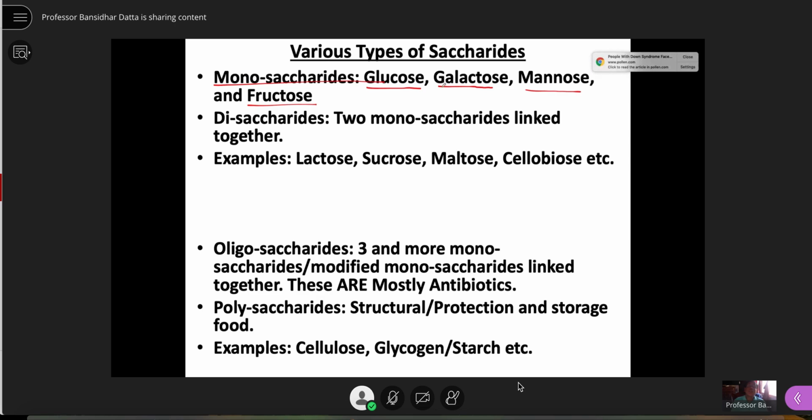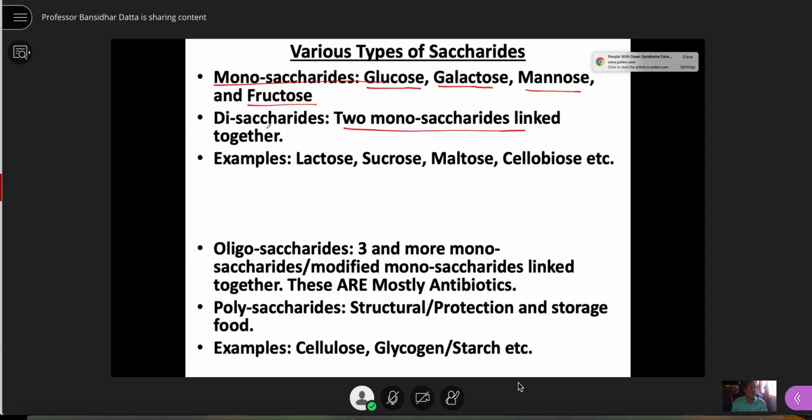All right. So glucose, galactose, mannose, they are aldoses, and fructose is a ketose. And these are our monosaccharides. These are our metabolic fuels, as I told you earlier, right? Disaccharides are when two monosaccharides are linked together. Two monosaccharides linked together is called a disaccharide.